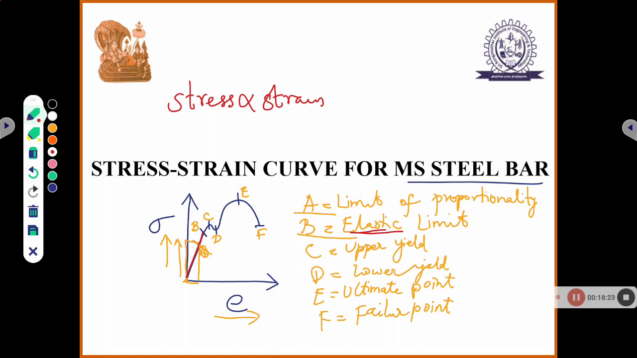So next is yielding. So what is yielding? If we apply some force in the material, the material tends to deform. The initial deformation occurs. That point is known as C. So now what is lower yield point means? The material starts yielding.